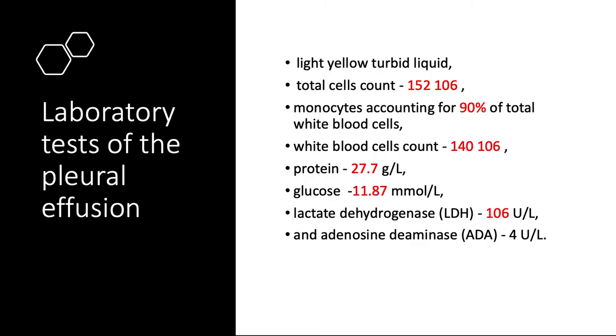Laboratory tests of the pleural effusion indicated leakage fluid with the following results. Light yellow turbid liquid, Rivalta test. Total cell count, you can see it on the picture, the monocytes accounting for 90% of total white blood cells, the white blood cell count of 140,000, the protein levels, the glucose, lactate dehydrogenase, and adenosine deaminase.